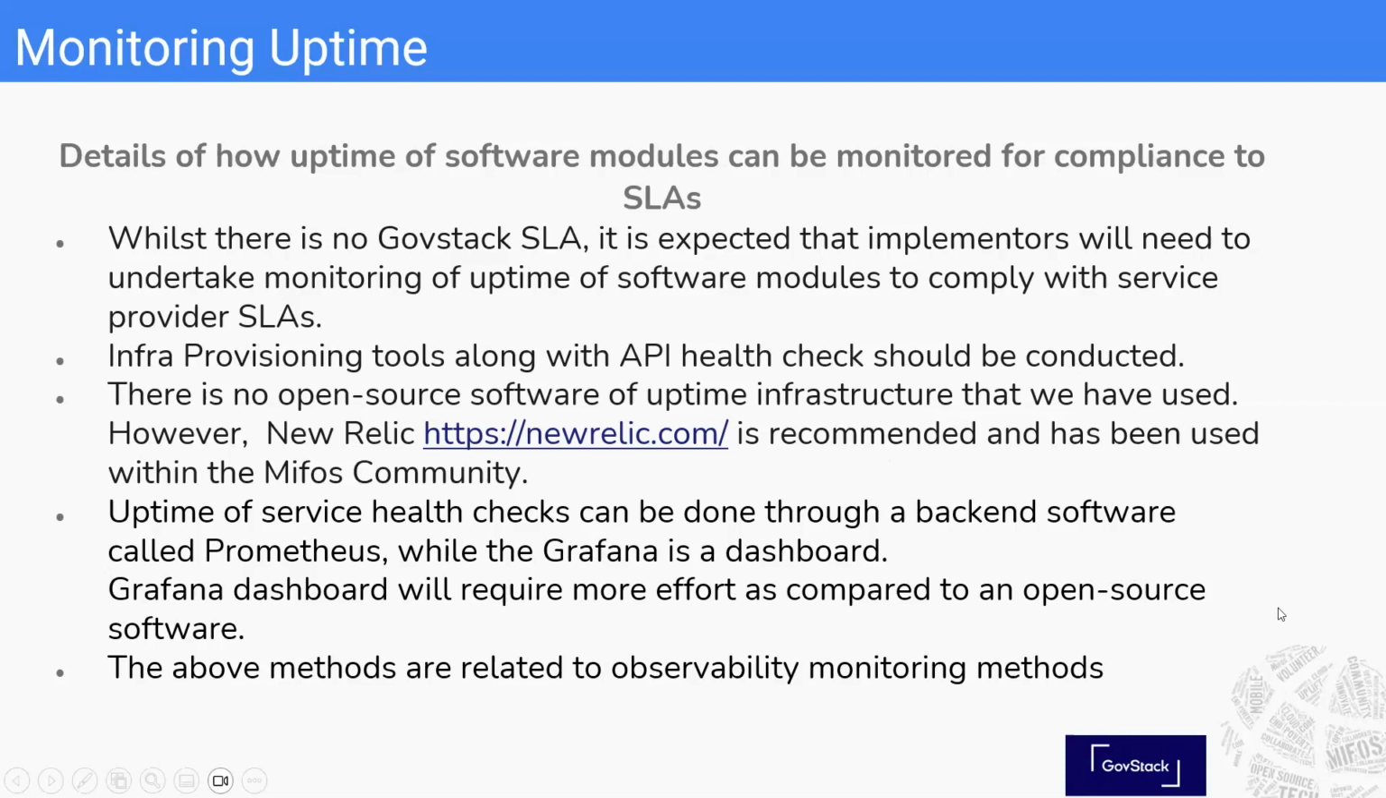We don't have any instances where open source software is used in the Ethos community yet for uptime infrastructure. The one that's most commonly used and is recommended within the community is actually New Relic, and is worth looking at for that dashboard and the uptime reporting of services. But other options exist. It's not specific to the Govstack or the PHE code which software you use there.